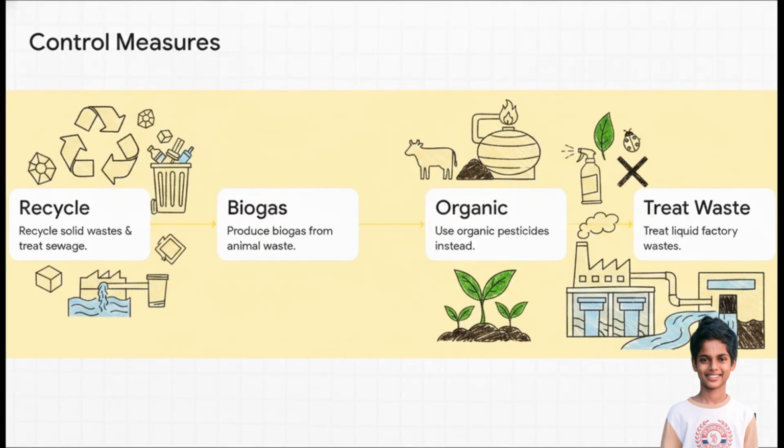But we can fix it, class, by implementing 4 sequential control measures. First, we recycle solid wastes and properly treat sewage. Second, we use animal and domestic waste to produce biogas, which is a fantastic, clean fuel. Third, we swap those harsh chemical fertilizers out for organic pesticides. And fourth, we strictly mandate that liquid factory wastes are fully treated before they ever touch the ground.